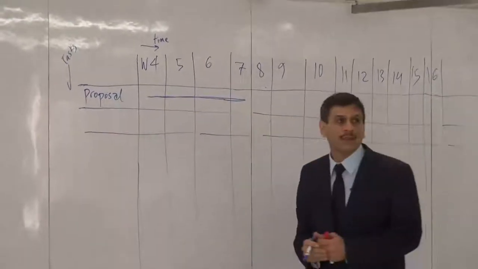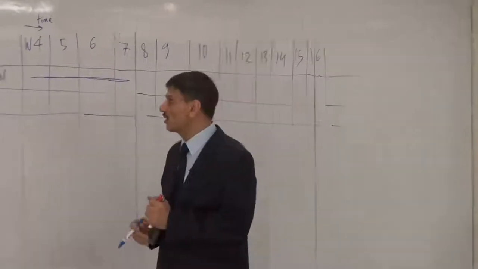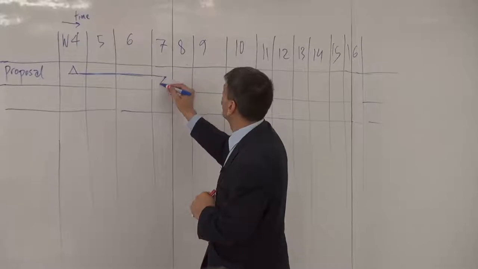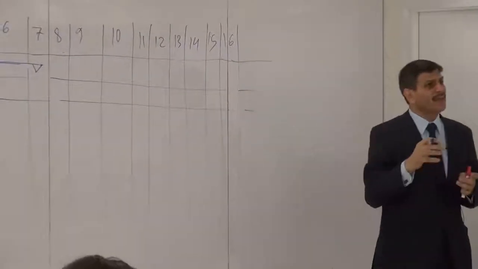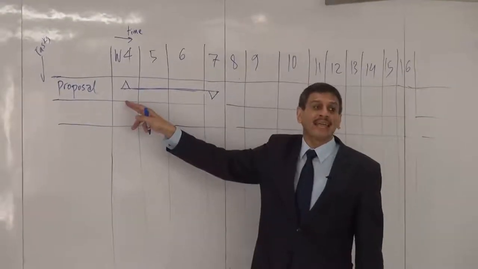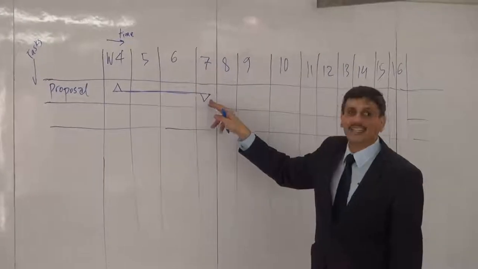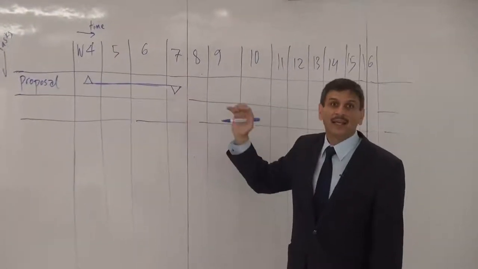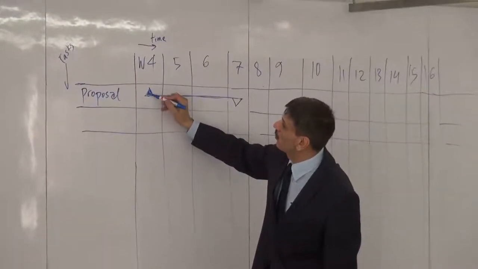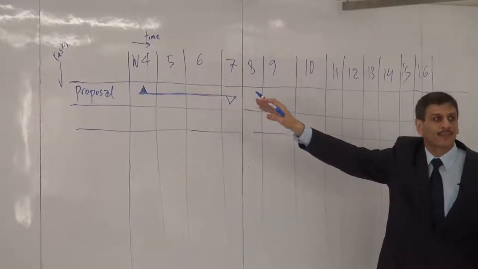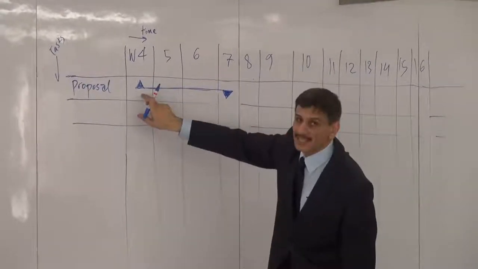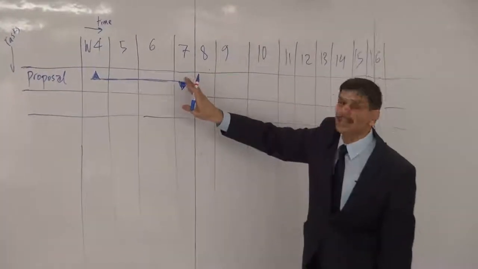for the proposal. So by right, the proposal should start by week 4 and end by week 7. There are many ways to do the Gantt chart, but the way I like it, or I usually do it, is this kind of triangle indicates a beginning. This kind of triangle indicates an end. Okay? And also, what I usually do, when you really start, you fill this so it becomes task started. When the task is completed, you fill the triangle. So we know that this has started in week 4 and ended in week 7.